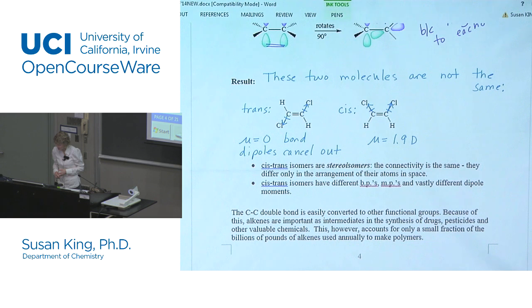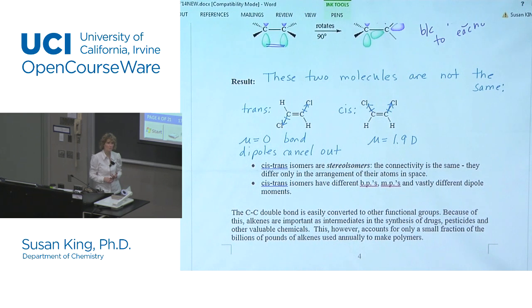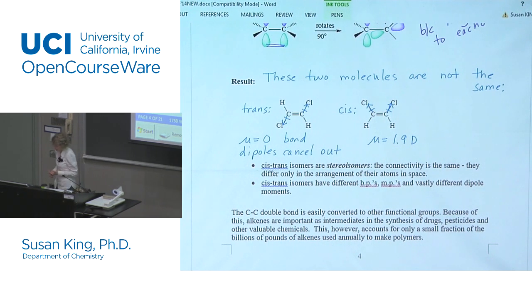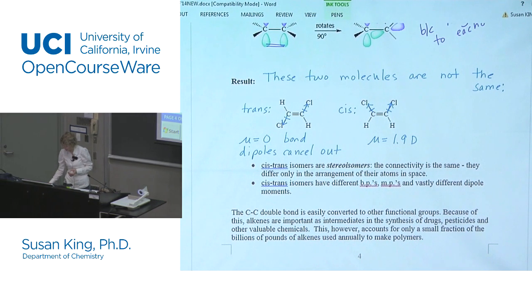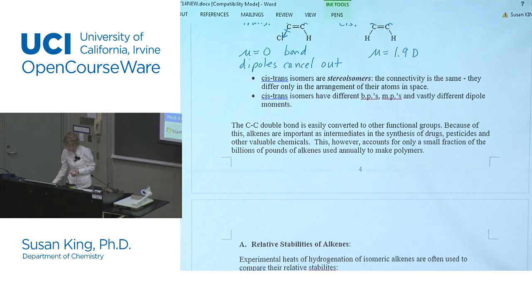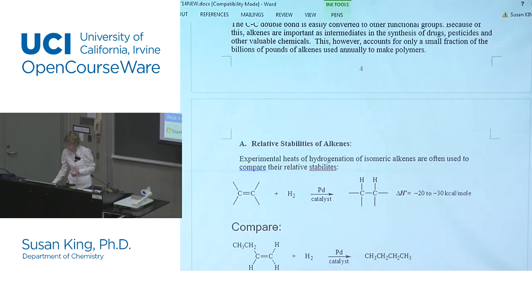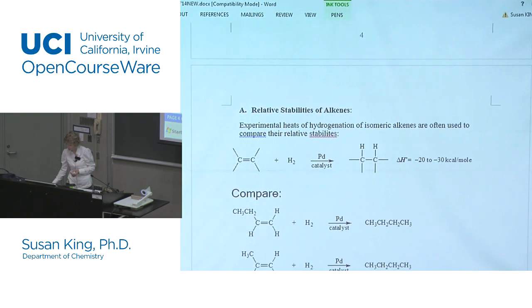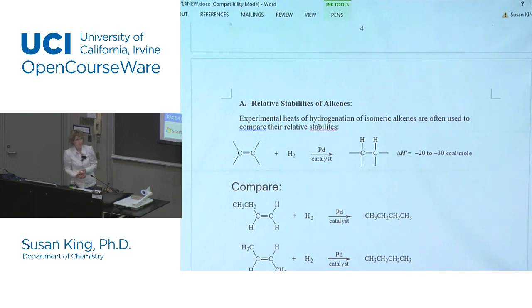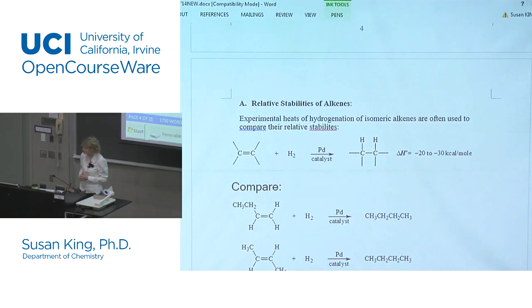You can synthesize drugs, pesticides, and other valuable chemicals, but by far the largest thing we use alkenes for is making polymers. Billions of pounds are used to make polymers. All of the plastics that you have everywhere, that's all from polymerizing alkenes.